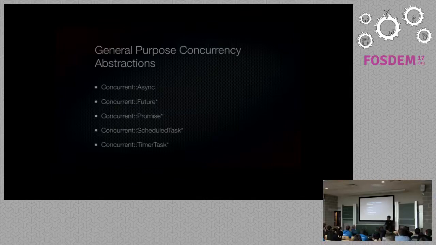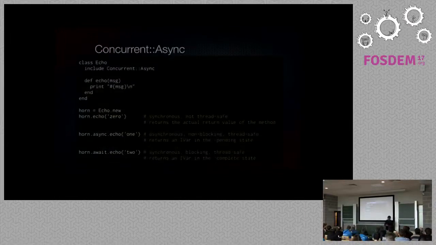So let's see some concurrency abstractions in Concurrent Ruby. These are: Concurrent::Async, Concurrent::Future, Concurrent::Promise, Concurrent::ScheduledTask, Concurrent::TimerTask. So this is an example of Concurrent::Async. In a class, if you include the Concurrent::Async module, then this class becomes async. This class gets async behavior, and this turns into a simple actor.